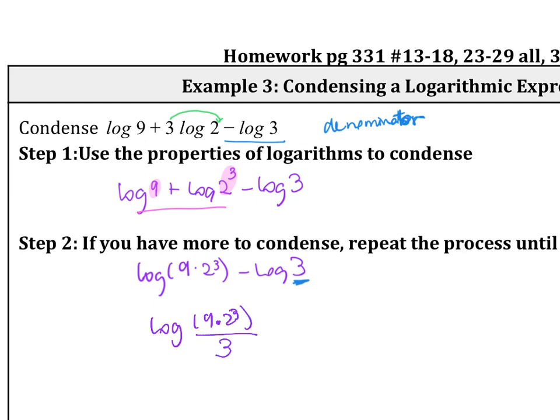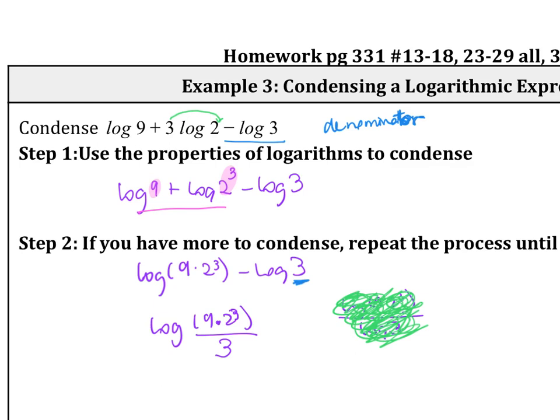What I want you to notice again is that there are no extra logs. You cannot write this as log of 9 times 2 cubed over log of 3. That is something completely different. So do not write that. That is not correct. I should never see that. That is another operation for another time.